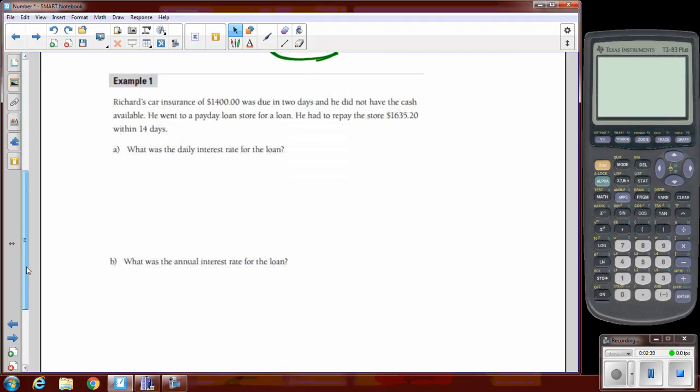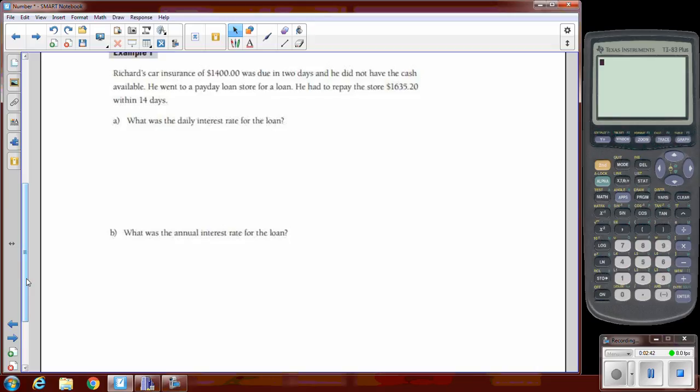So the first example, we have a guy named Richard. He has car insurance of $1,400 and it's due in 2 days, but he doesn't have the cash available. So he went to a payday loan store. He had to repay the store $1,635.20 within 14 days, so within 2 weeks. And the question's saying, what is his daily interest rate on the loan?